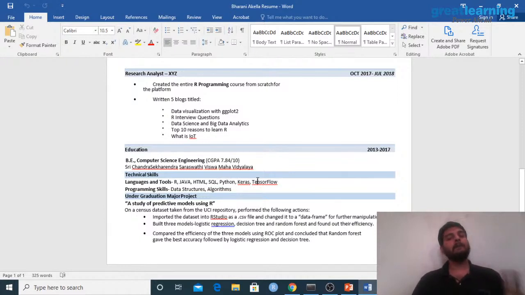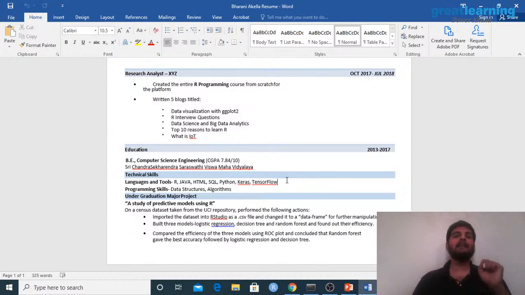Apart from these, normally if you're working with ML or deep learning, you have deep learning frameworks such as Keras and TensorFlow. Right now in the market, Keras is widely used to implement neural networks such as convolutional neural networks, recurrent neural networks, and so on. So make sure that you list down these deep learning frameworks. And keep this in mind.